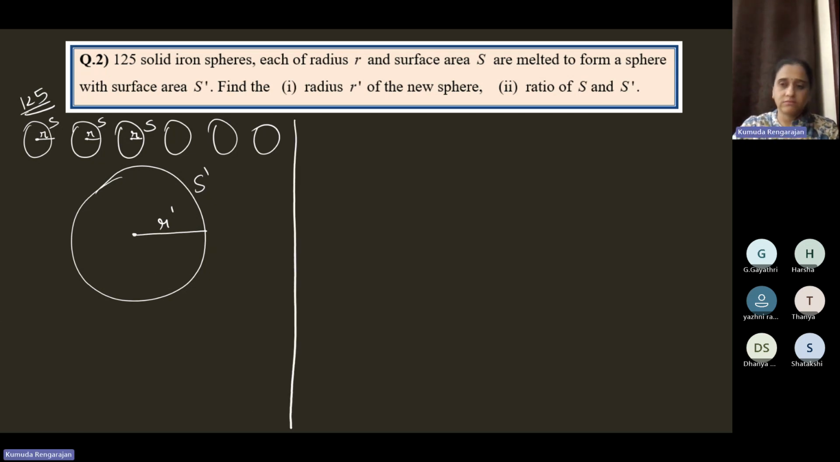So when these 125 spheres are melted and made into one big sphere, the volume of all the 125 spheres will be equal to the volume of that one big sphere.